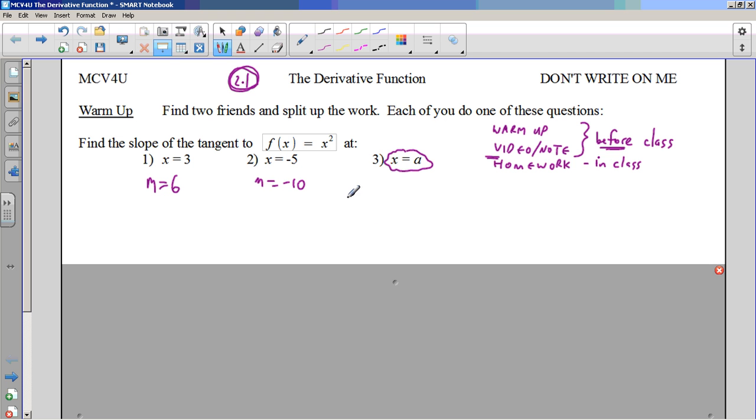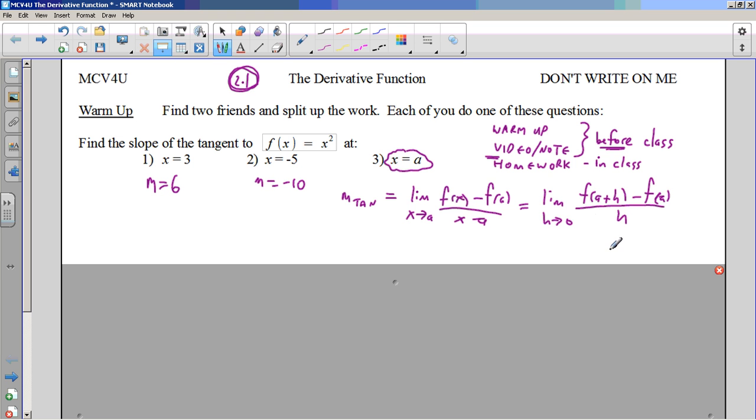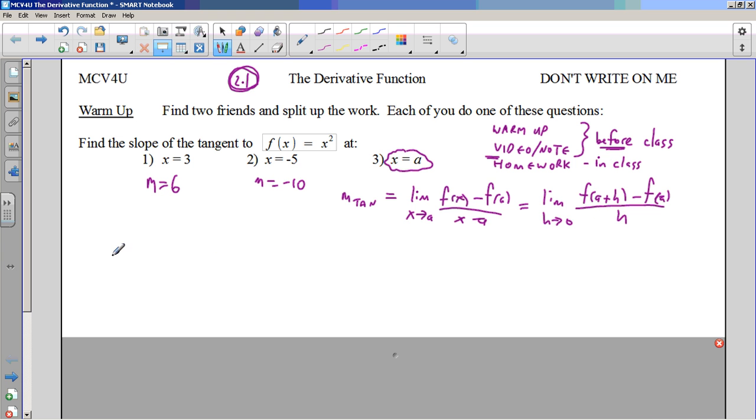I want to find the slope of the tangent. The slope of the tangent, remember, is the instantaneous rate of change at that point. So it's the limit as, and I could use 2 different formulas, right? I could use this one, or I could use the one probably more familiar to us because this is kind of what we did in functions, the f at a plus h minus f at a over h. That's fine and dandy. That's the one I'm going to use.